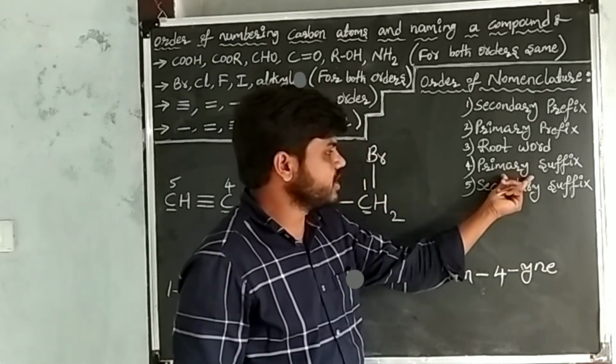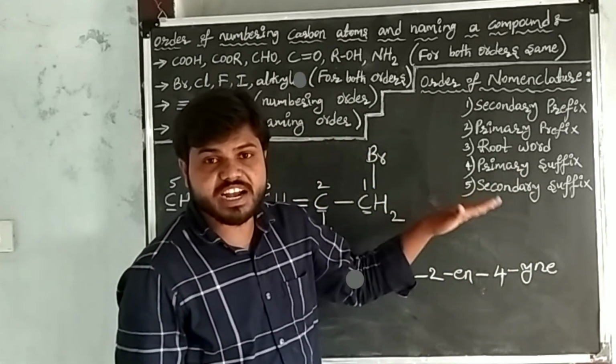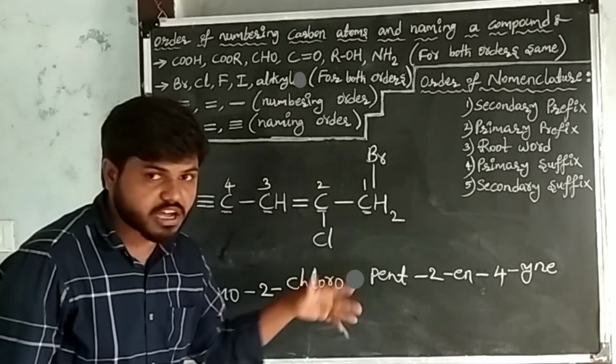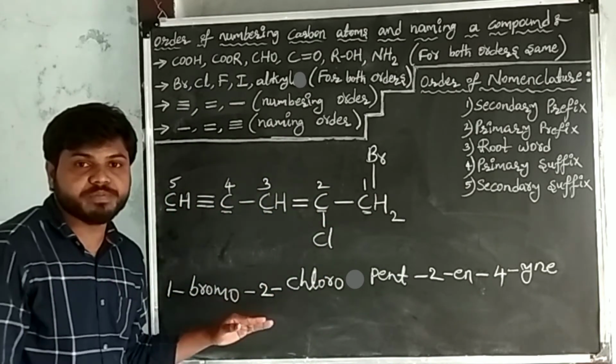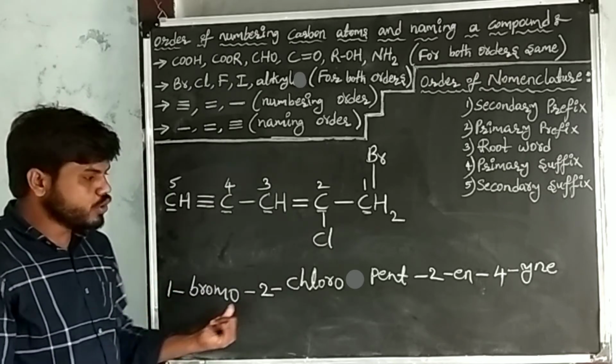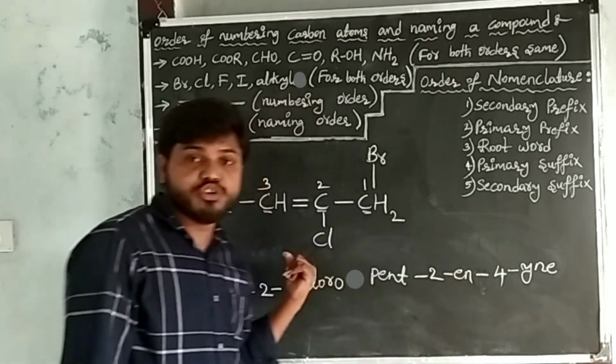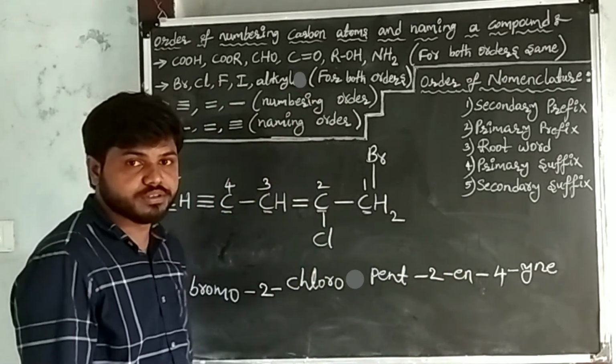After writing the primary suffix, go to the secondary suffix. Secondary suffixes are functional groups. The functional groups are not present in the given compound. So this is our required IUPAC name. That is 1-bromo-2-chloropent-2-en-4-one is the IUPAC name of the given compound.